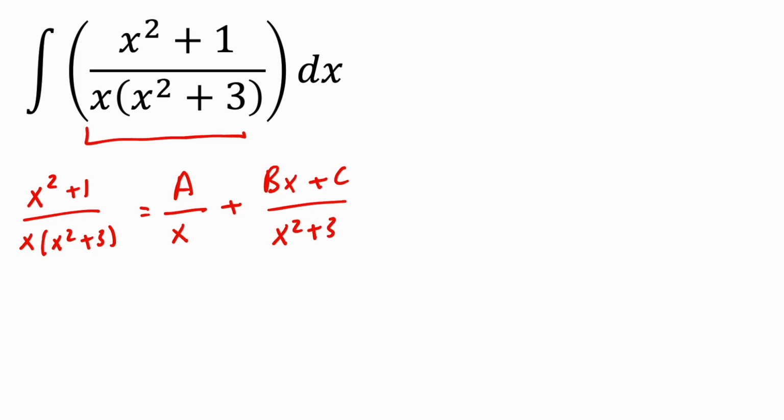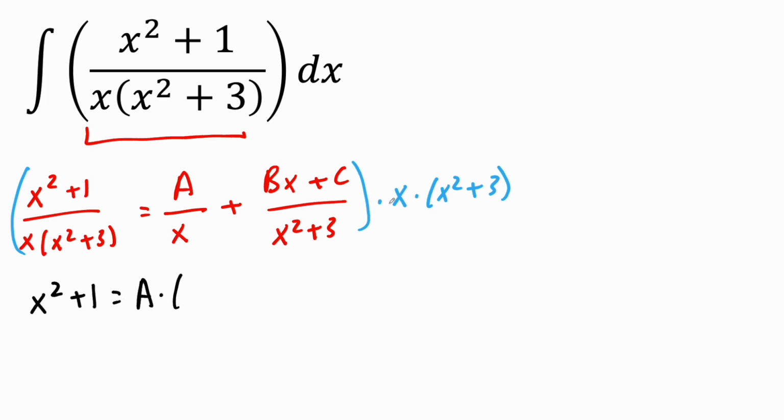Now, we don't want to work with fractions, so what I'm going to do is clear out the denominator. So I'm going to multiply everything by x times parentheses x squared plus 3. By doing this, this denominator gets canceled and we get x squared plus 1 is equal to A times parentheses. The x's cancel, but we still have x squared plus 3, close it, plus parentheses Bx plus C, close it, times x. Next, I'm going to expand.